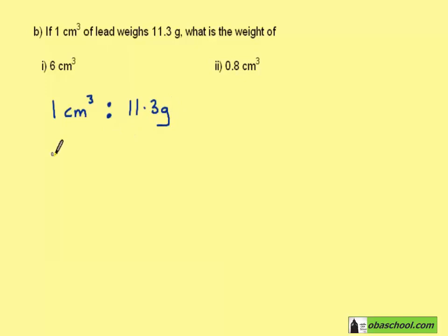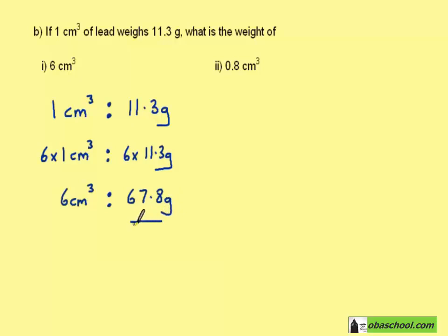We know these things will increase in proportion. So if we multiply the left-hand side of our ratio by 6, we multiply the right-hand side of the ratio by 6. Calculating, this gives us that 6 centimeters cubed would weigh 67.8 grams.